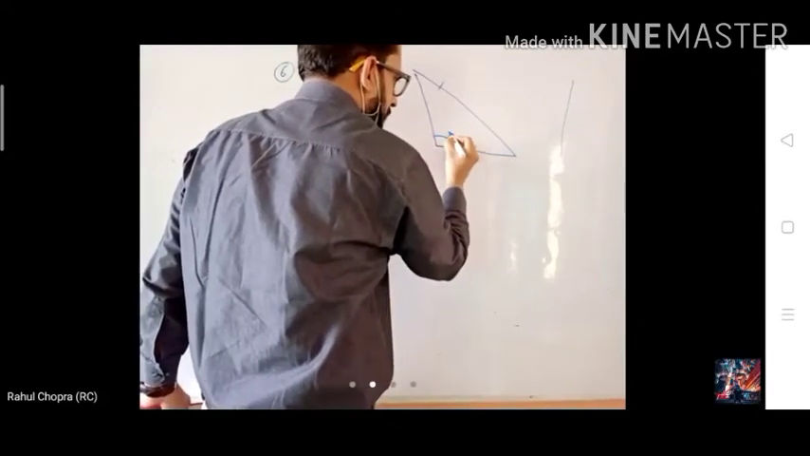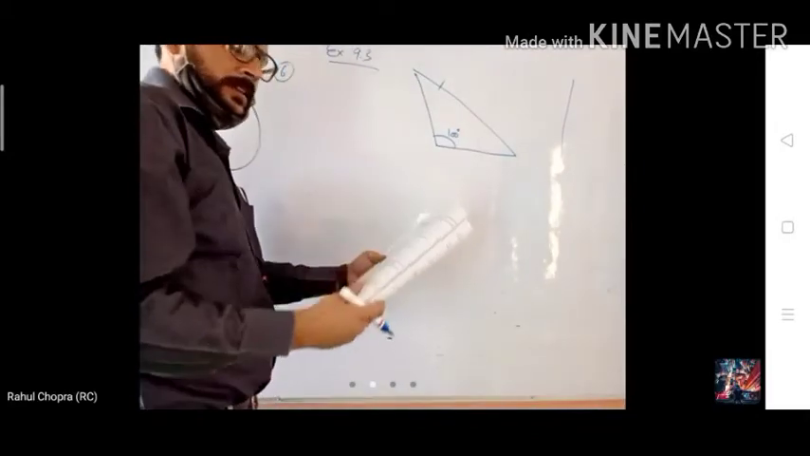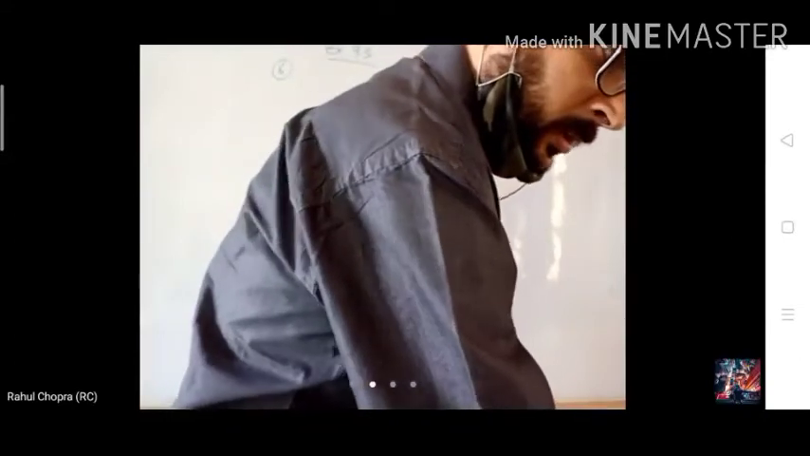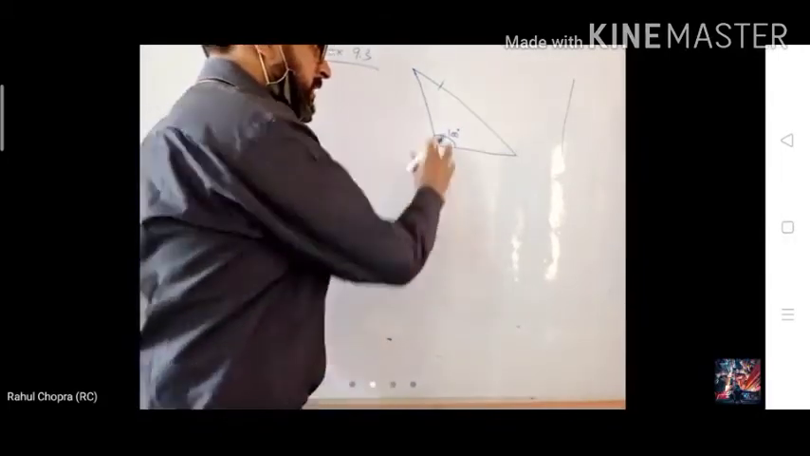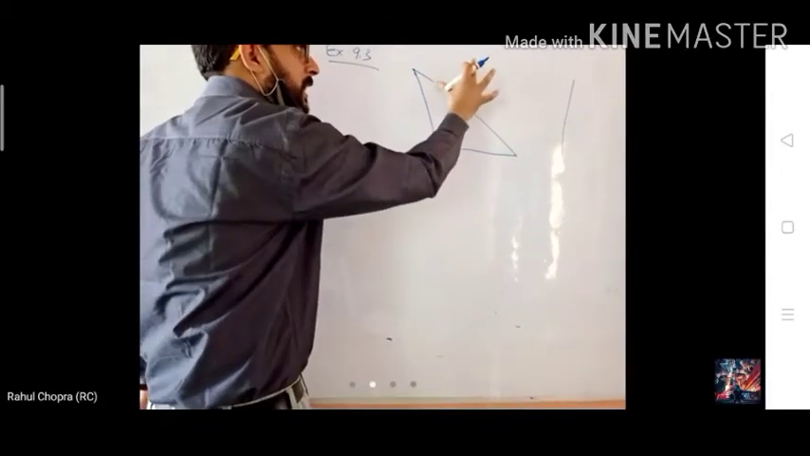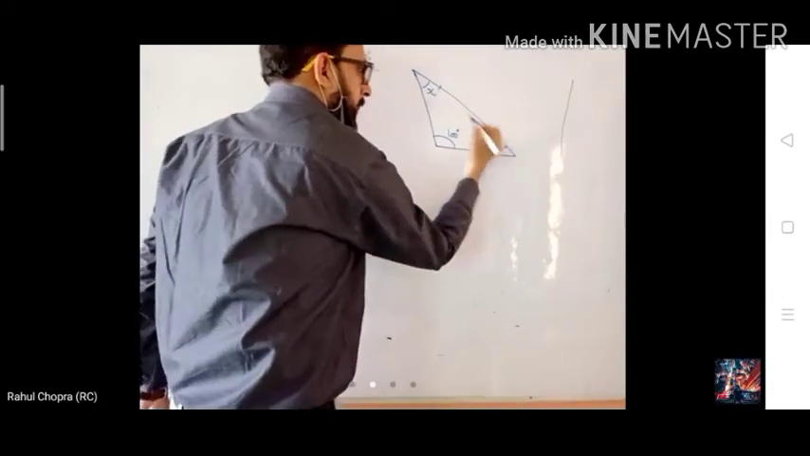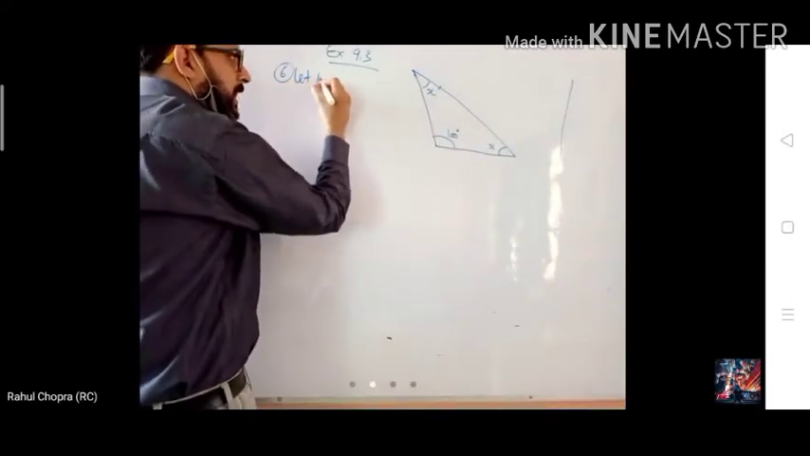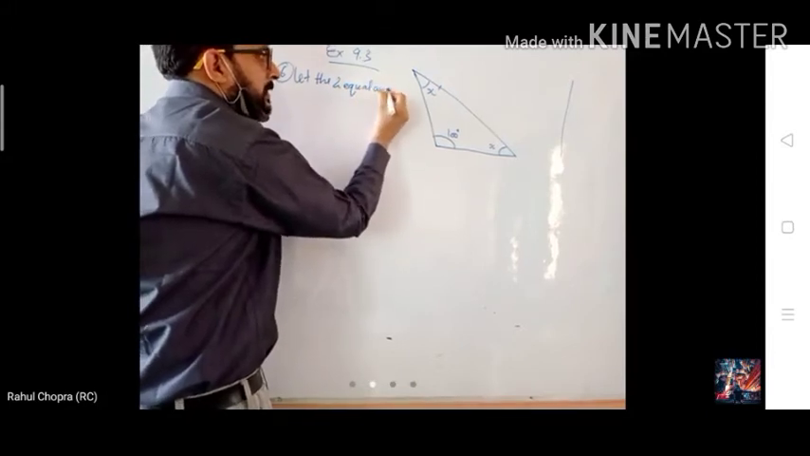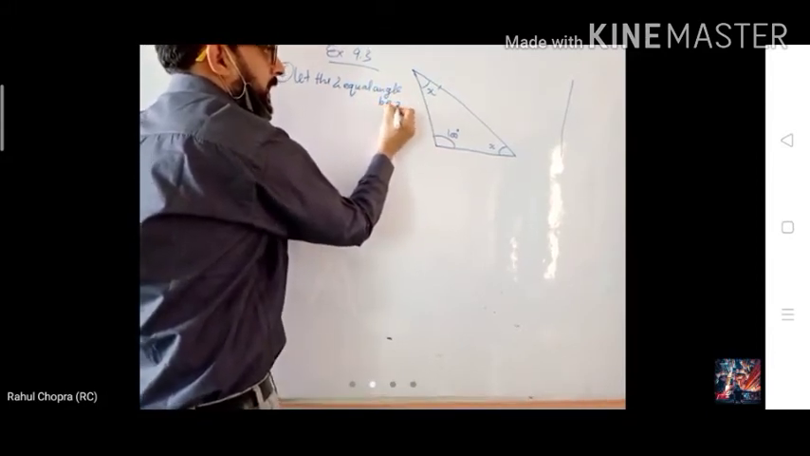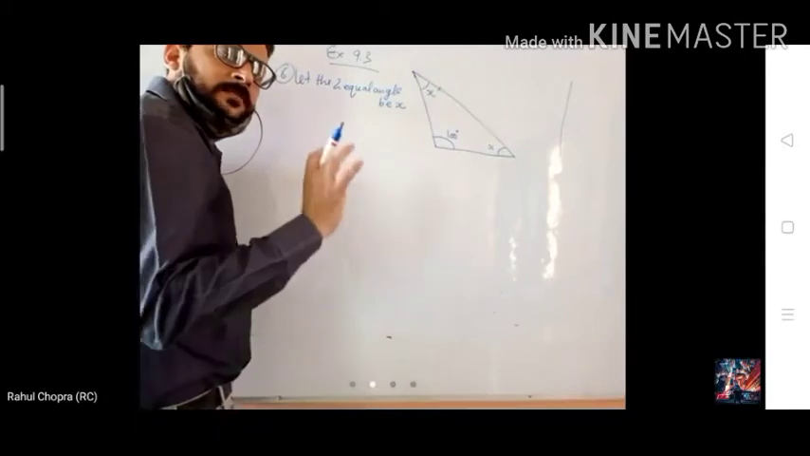One angle is 100 degrees. So, we'll write 100 degrees. And the other two angles are equal. Find the measure of each of the equal angles. How many angles are there in a triangle? Three angles. One is given, 100, and the other two are equal. So we'll suppose this angle is x, then this will also be x. We will suppose, let the two equal angles be x.